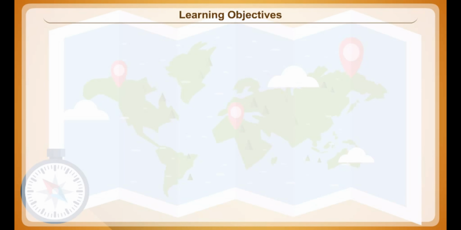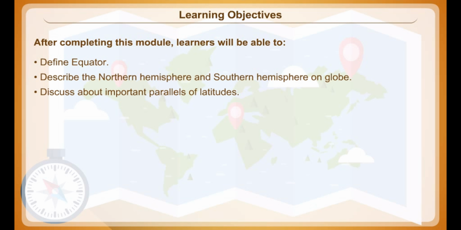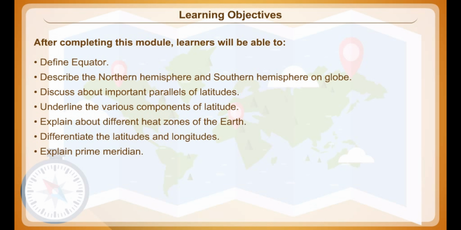Learning objectives. After completing this module, learners will be able to define equator, describe the northern hemisphere and southern hemisphere on globe, discuss about important parallels of latitudes, underline the various components of latitude, explain about different heat zones of the earth, differentiate the latitudes and longitudes, explain prime meridian, discuss the importance of standard time.